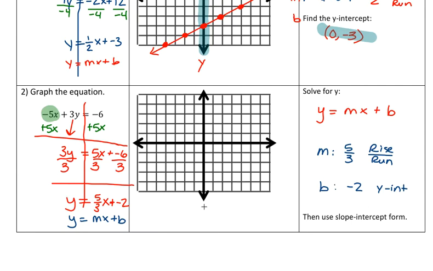So remember that's on our y-axis. And our y-axis is the vertical one. Okay, so -2. Yeah, -2. 1, 2. It's not always negative, it just turned out to be negative this time. And we're rising 5, running 3. So up 1, 2, 3, 4, 5 over 1, 2, 3.